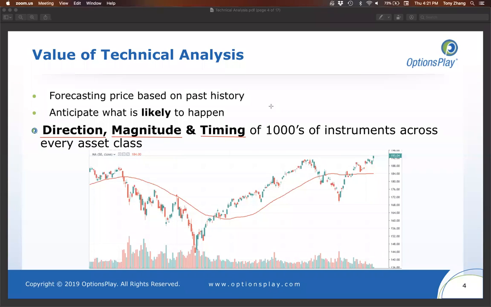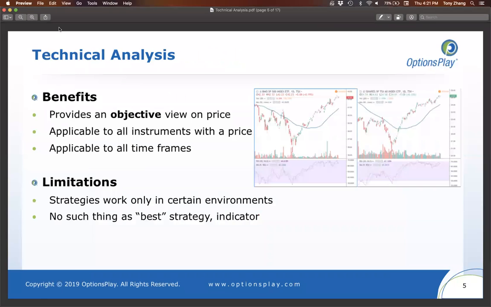And what I like about technical analysis is that when applied correctly, you can effectively look at thousands of instruments across every asset class using the same type of analysis. So whatever I use to look at Apple stock, I can take that same analysis and apply it to interest rates. I can use it for the indices. I can use it for commodities. And I can use the same analysis across the board. And that's something that can't be said for other forms of analysis.